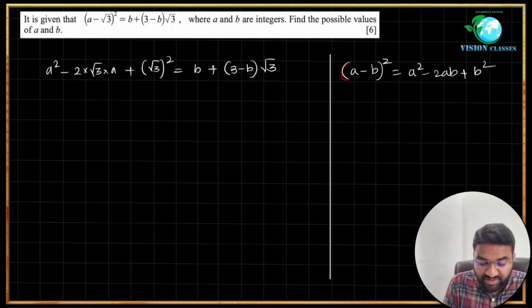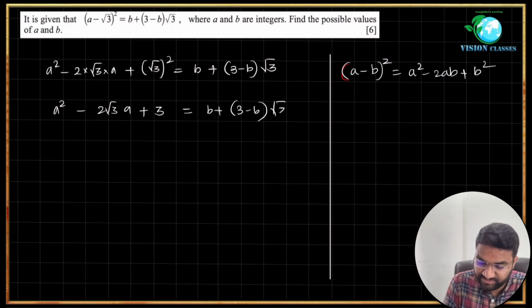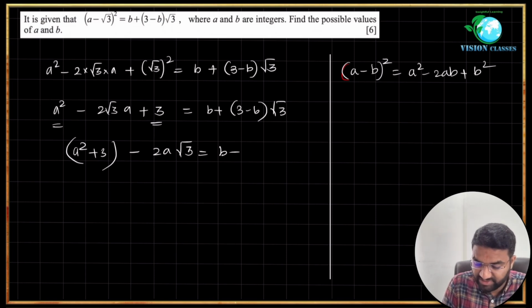Now simplify it. Actually it's a squared minus 2 root 3 a plus 3, which is equal to b plus (3 minus b) root 3. Now you can take the rational parts together, so that is a squared plus 3, minus 2a root 3, and you can compare with the right hand side, which is b plus (3 minus b) root 3.